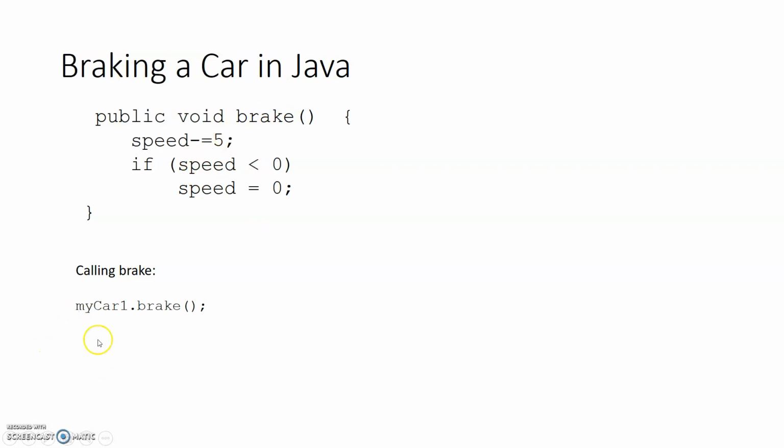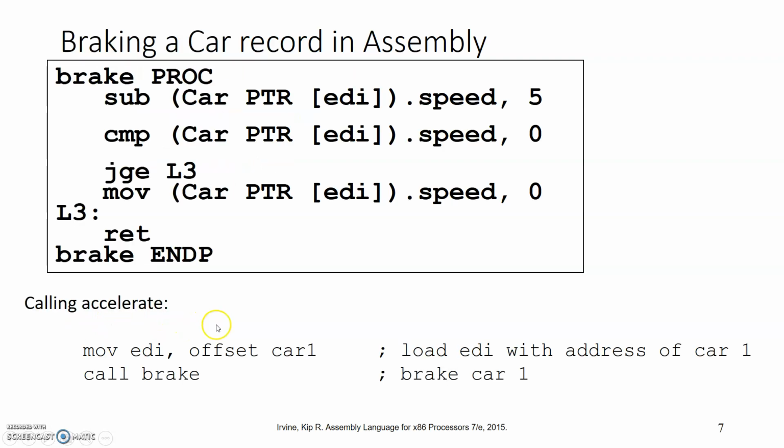So this was in Java, and then calling it, the object and then break. In assembly, now the calling of it, let's just look down here. We're going to load EDI with the offset of car1, and we call break. So in the break, we're going to subtract from, remember EDI is going to be pointing to a car. And so all of this is saying that EDI points to a car, and we're going to reference the speed. We're going to subtract from it 5.